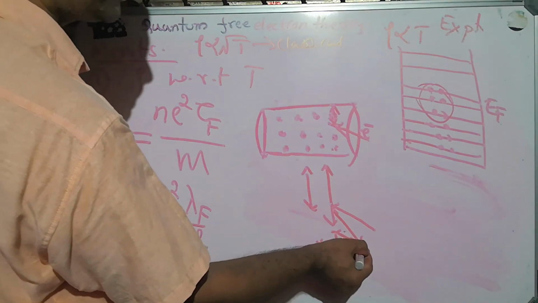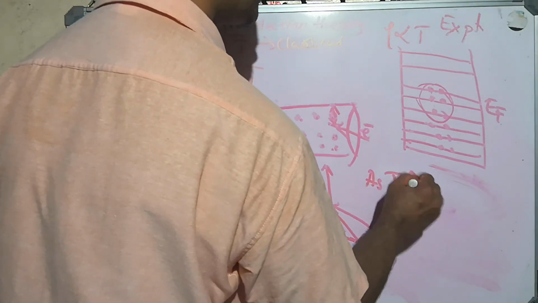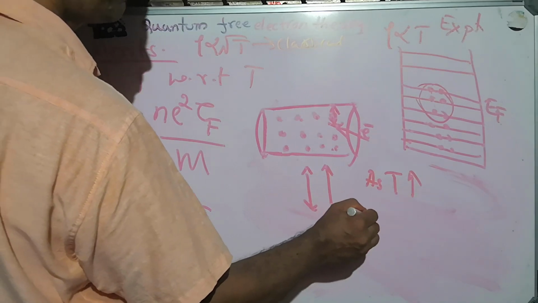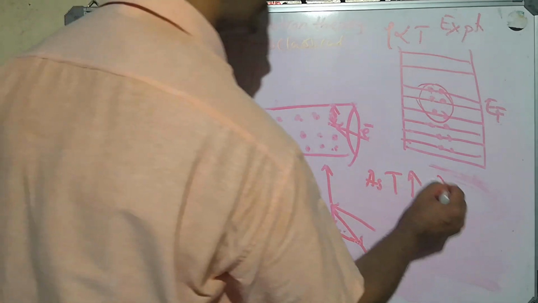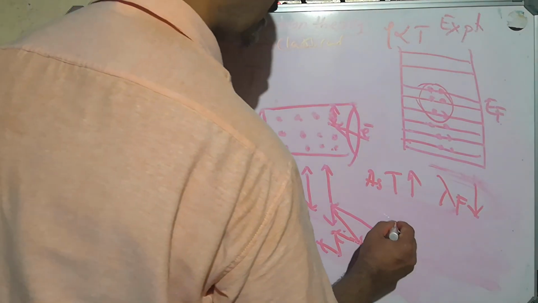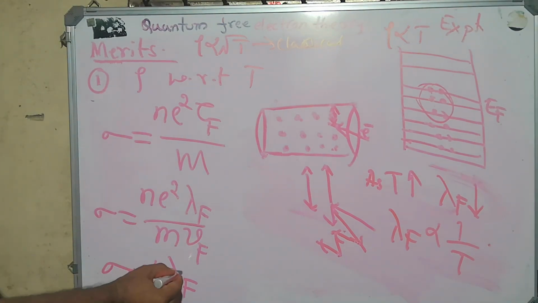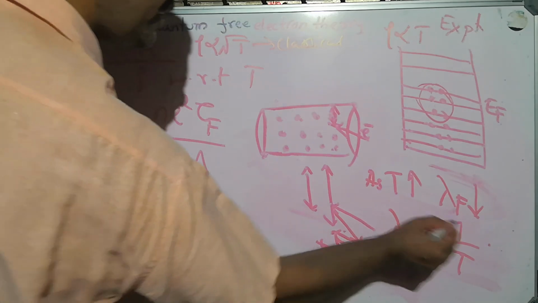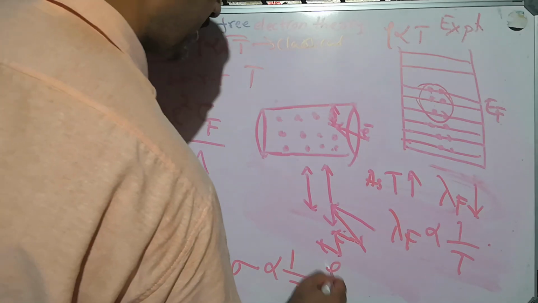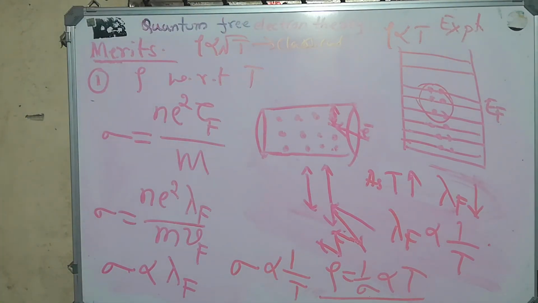What happens? The distance traveled by the electron between two consecutive collisions decreases. That means as temperature increases, the amplitude of vibration increases, but the mean free path lambda F decreases because of more collisions. That is, lambda F is inversely proportional to temperature. But sigma is proportional to lambda F. Therefore, sigma is inversely proportional to temperature. Resistivity is nothing but the reciprocal of conductivity. Therefore, resistivity is directly proportional to temperature. This is in accordance with the experimental result. Therefore, this is the first merit we have discussed.